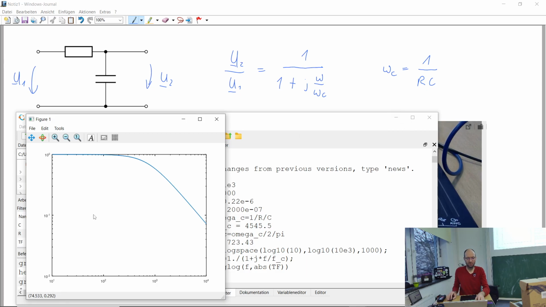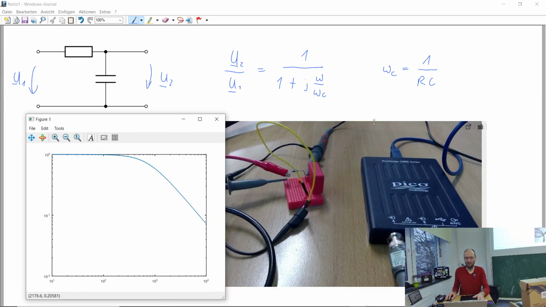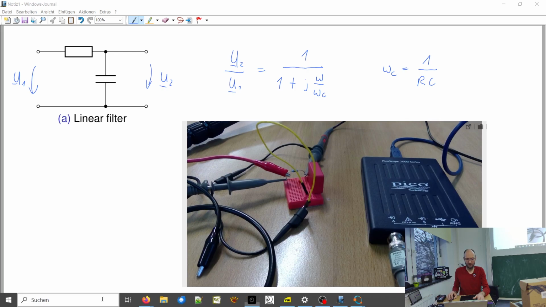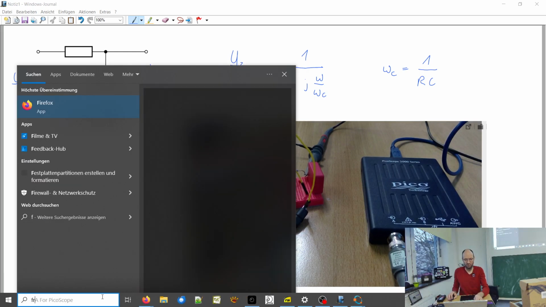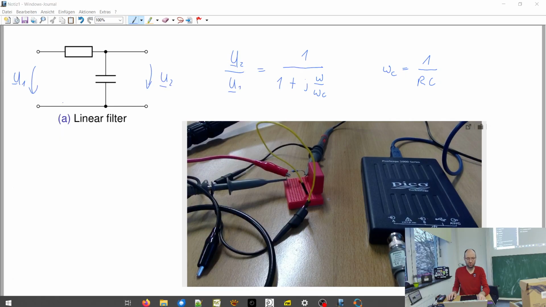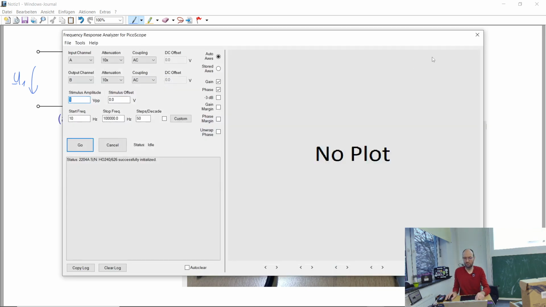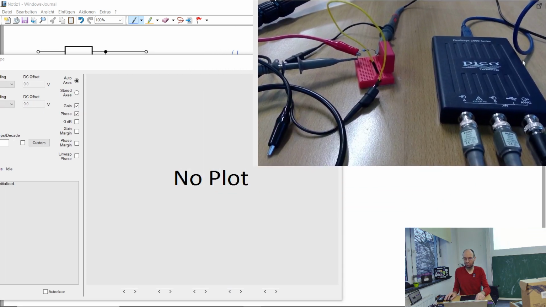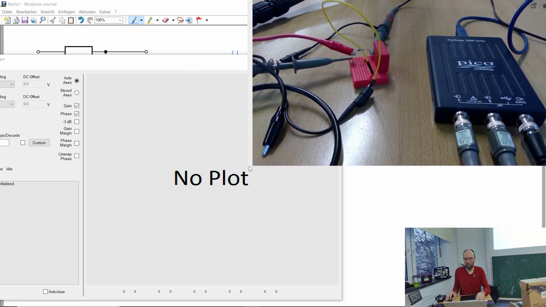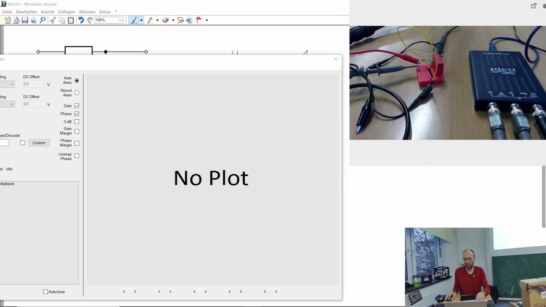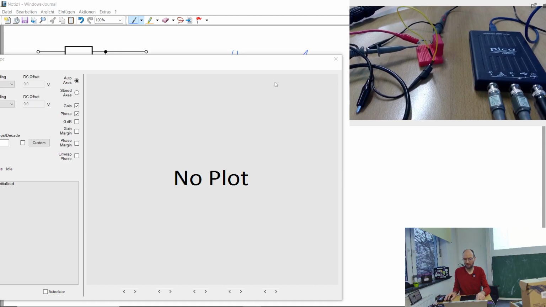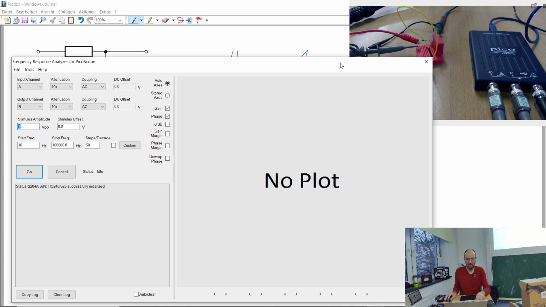Okay, and so now this transfer function is something that we would like to measure from this filter. For this, there is a software called Frequency Response Analyzer for this PicoScope. If I open this up, it does some clicking at the scope. If I try to move this window over here, usually the LED on the scope should be blinking.